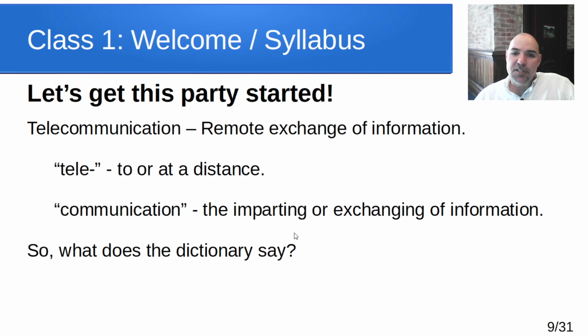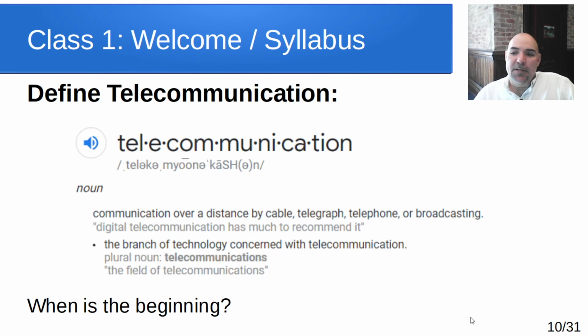Telecommunication is kind of the remote exchange of information. In other words, tele means to or at a distance, like telekinesis or telephone. Communication means the imparting or exchanging of information. So let's look at the dictionary definition of that word. I copied and pasted it there, and here's the pronunciation of it. Telecommunication: communication over a distance by cable, telegraph, telephone, or broadcasting. And it's also the branch of technology concerned with telecommunication, the field of telecommunications.